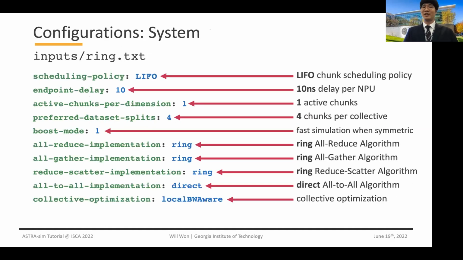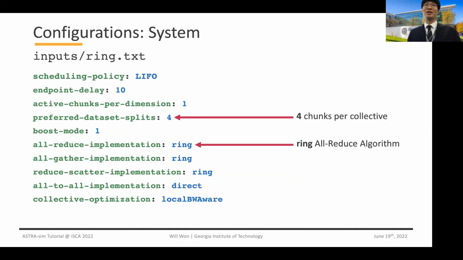And the system input file has multiple configurations, let's say LIFO intra-chunk scheduling policy, endpoint delay is 10 nanoseconds. We're going to split a collective into 4 chunks, and only 1 chunk will be active at a time. But the core part is those 2 things. We're going to split our 1 megabyte all-reduce into 4 chunks, and the all-reduce algorithm we want to run is ring, just like Tushar and Said explained before. So this is the system info file we're going to give to ASTRA-sim.